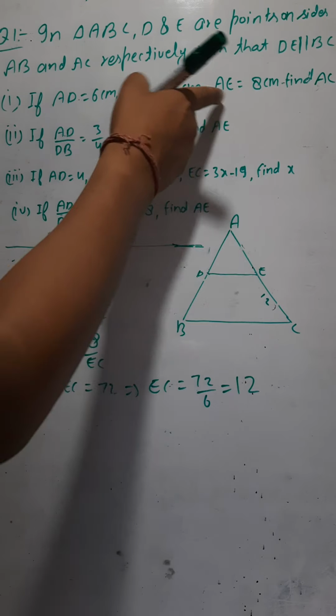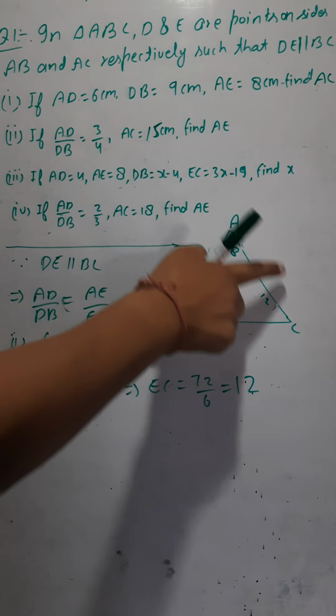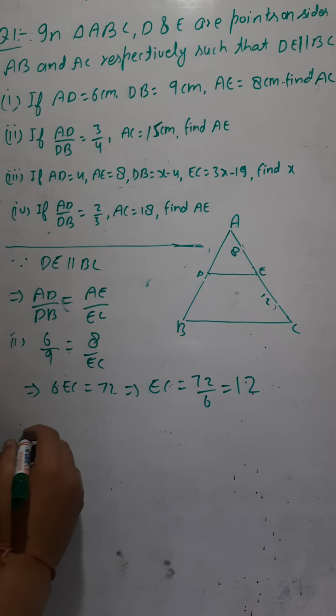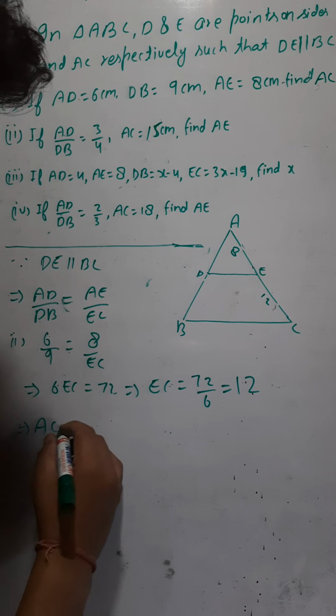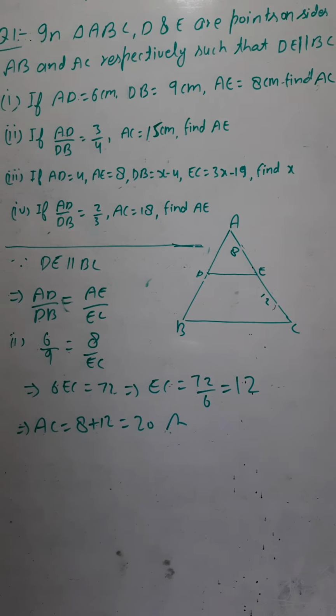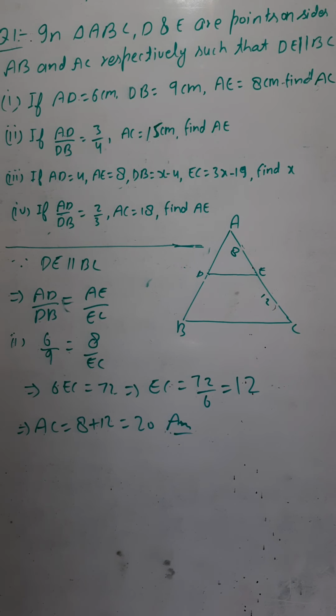And how much is AE? AE is 8. What do you have to find out? You have to find out AC. So can you tell me the value of AC? AC would be 8 plus 12. So it implies AC would be equal to 8 plus 12 and it would be 20. So this is your required answer. Are you getting this? Yes. Just note it down.